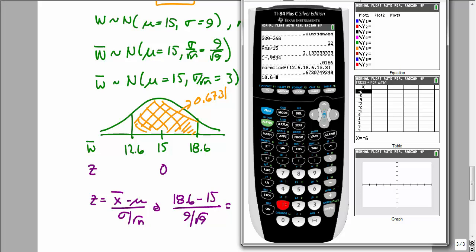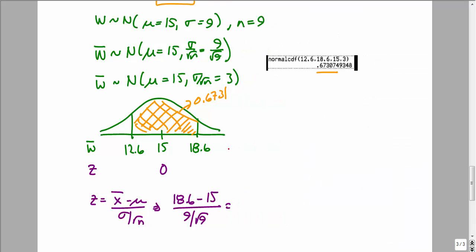So let's go ahead and plop these into the calculator and see what we get back out. 18.6 minus 15 divided by, in parentheses now, and again I know that this is 3, but I'm just going to plug it in so I get in that habit. And I get 1.2. So that means I'm 1.2 standard deviations above the mean here.